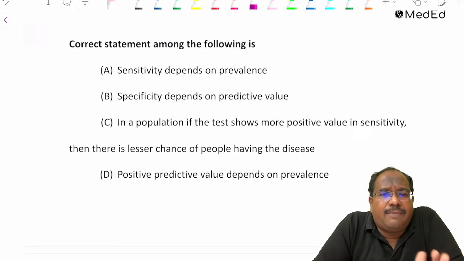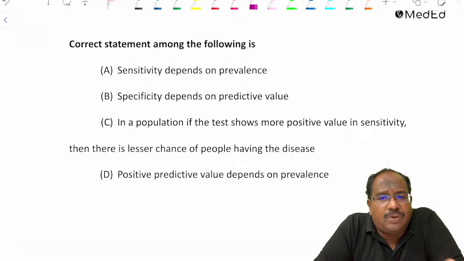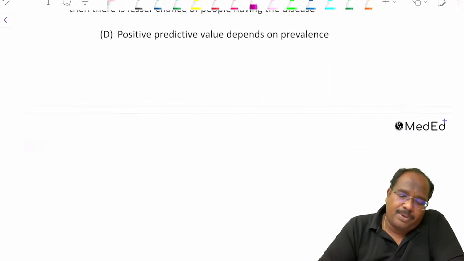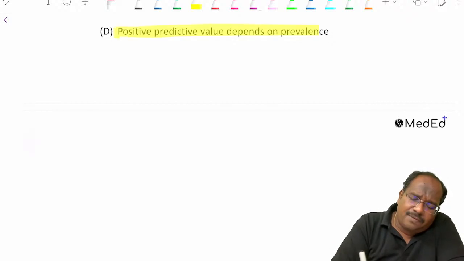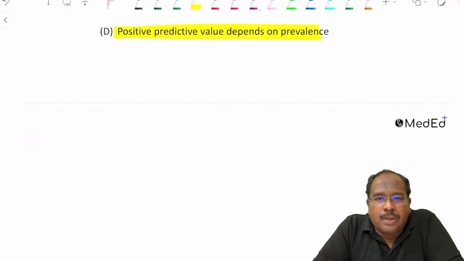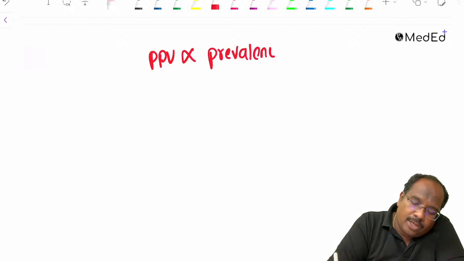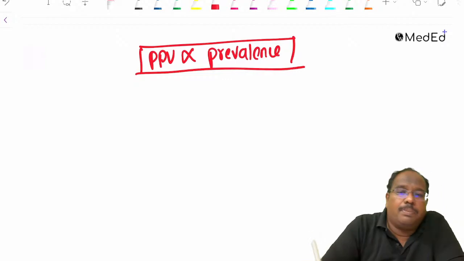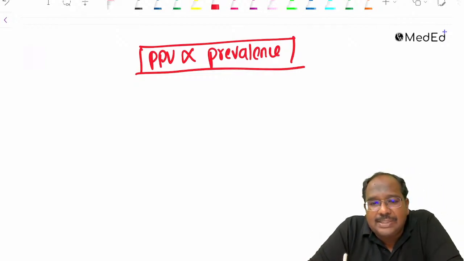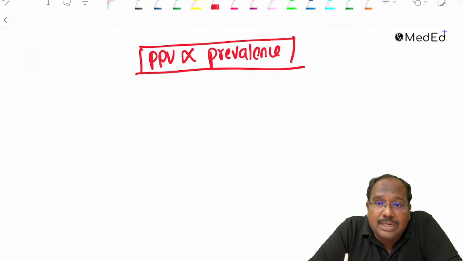Correct statement regarding the following. Sensitivity depends on prevalence? I don't think so. Specificity depends on predictive value? No. What is commonly asked here is that positive predictive value depends on prevalence. Straightforward question. Positive predictive value is directly proportional to prevalence. The more the prevalence, the more the positive predictive value. If you do a test at a PHC and at a tertiary care center, the positive predictive value will be more in the tertiary care center.